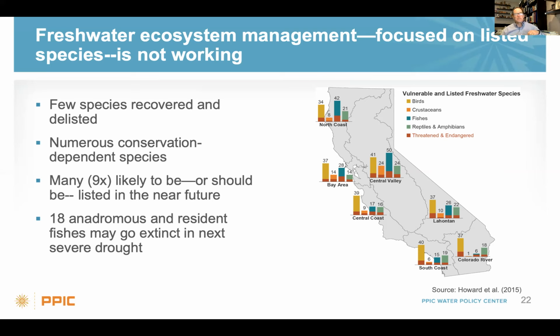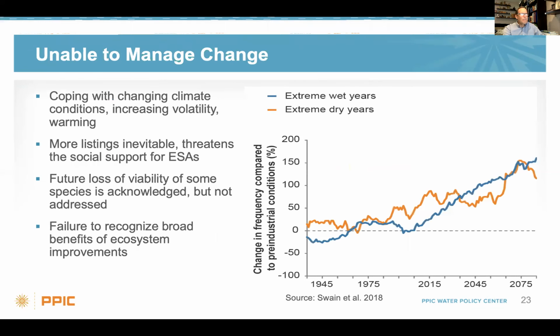And our recent analysis suggested the next big drought, which we may be at the front end of right now, we may lose as many as 18 anadromous and resident fishes, and actually make that 17 because we've already lost one. And they may go extinct in this next drought. So things are really teetering in this regard. And the problem with using the Endangered Species Act as your primary lever for managing these things is it's just not built to cope with changing climate, this increasing volatility that we're seeing, future loss of viability of some species.